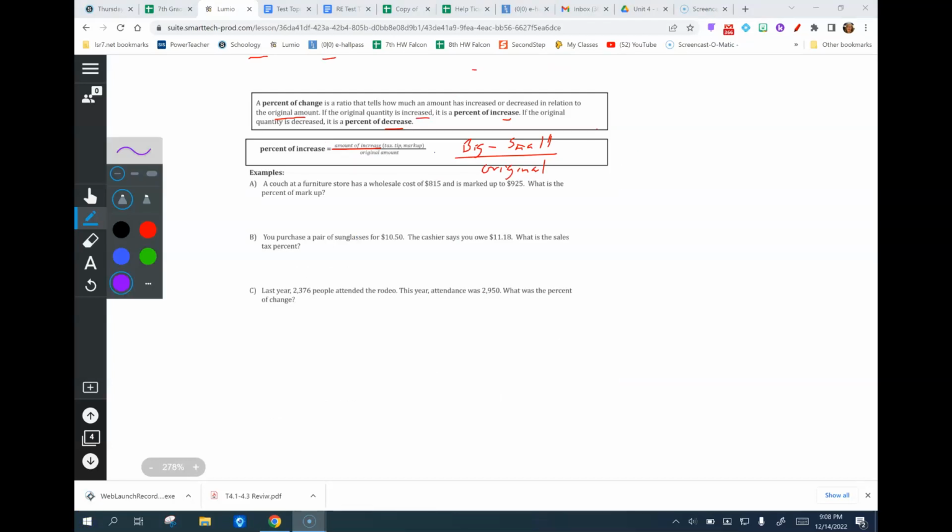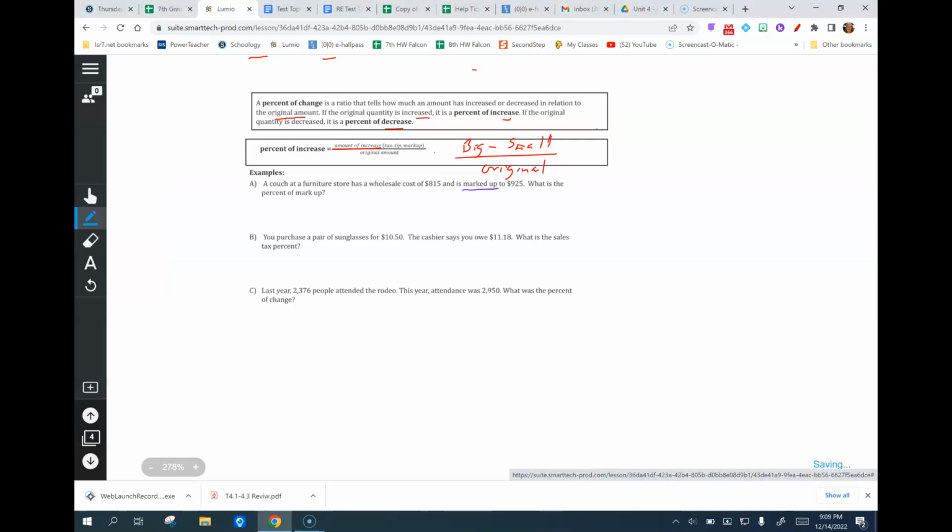So here we go. Example A. A couch at a furniture store has a wholesale price of $850. It is marked up, so that's the new part. So is this an increase or a decrease? That's right, it's an increase. Now, what is the percent of markup?